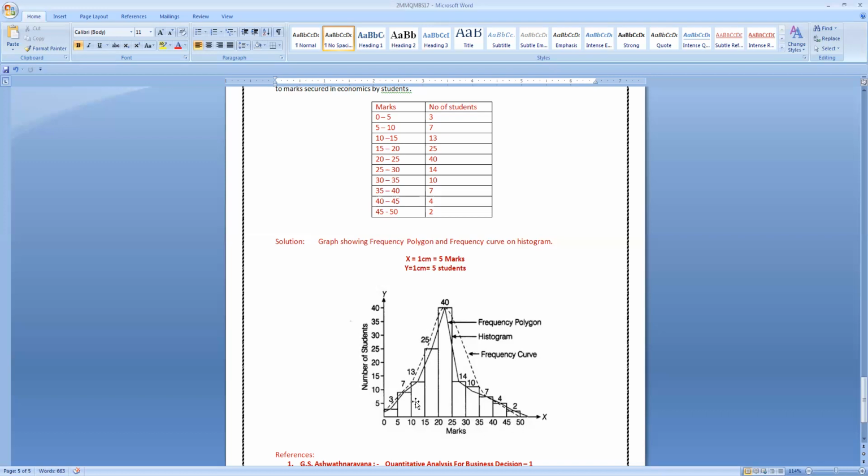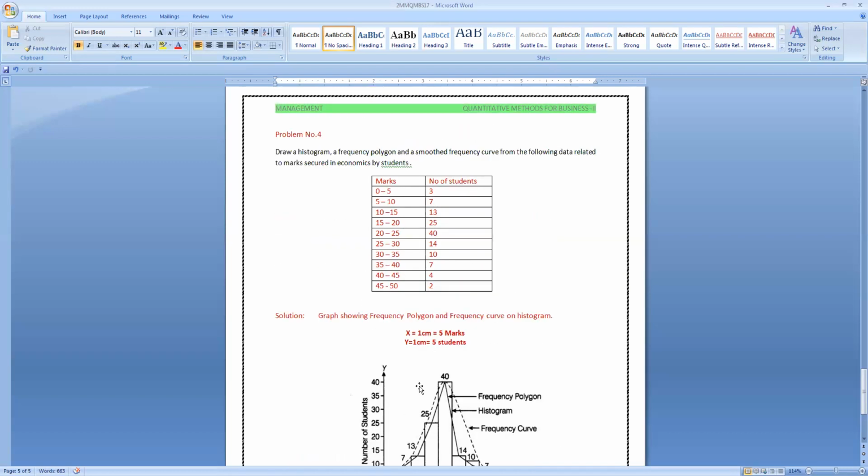After constructing the whole histogram, we should mark the center points here. Then if you join them with the help of a scale, it will become the frequency polygon. If you draw a freehand curve joining all the center points of the upper vertices where we have located a point, then it will become the frequency curve.